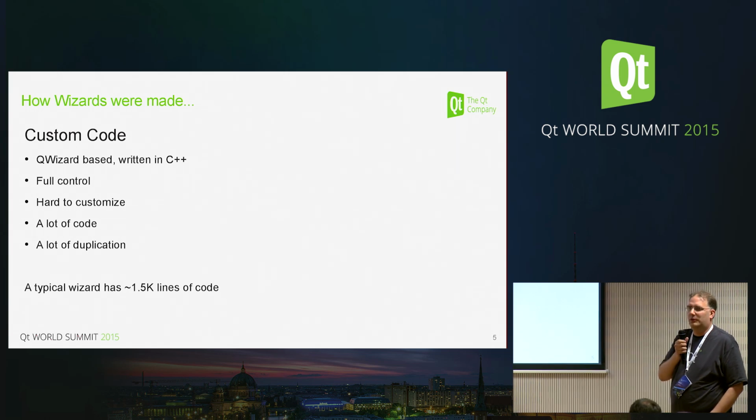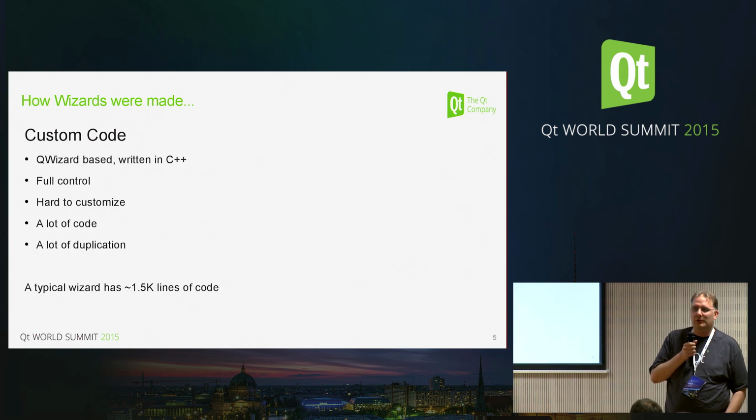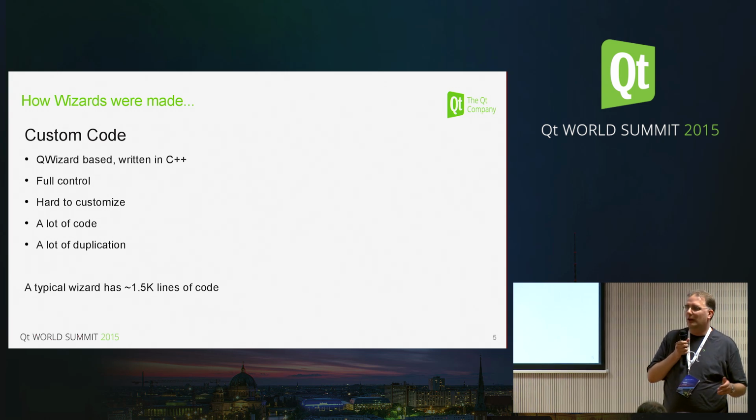That's really nice because you can do anything you want with it, but it's also led to a lot of duplication of code because people just kept doing the same pages again and again, and pages started to depend on specific implementation details of a specific wizard. So it was not easy to actually take a page from one wizard and put it into another wizard and stuff like that. And the typical wizard was around about 1,500 lines of code. At least that were those that I removed in the meantime.